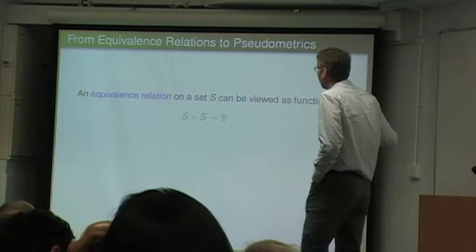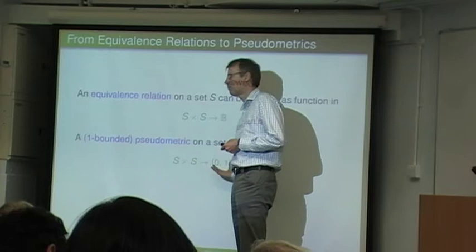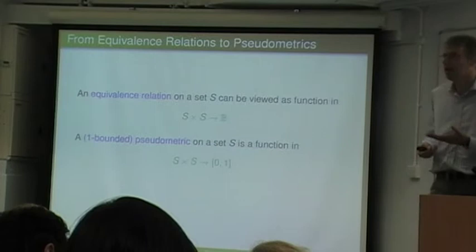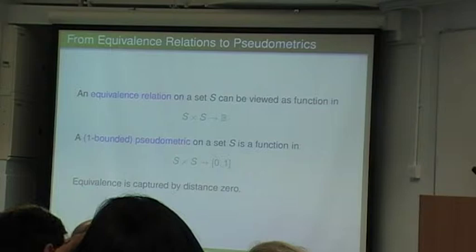So now what we want to do is add a little bit more structure here, because this is not enough. Instead, we have a function that takes every pair of states and maps it to, let's say, the unit interval. The distance captures how similar states behave, where distance 0 means they behave exactly the same, whereas 1 means they behave completely differently. So equivalence is now captured by distance 0.